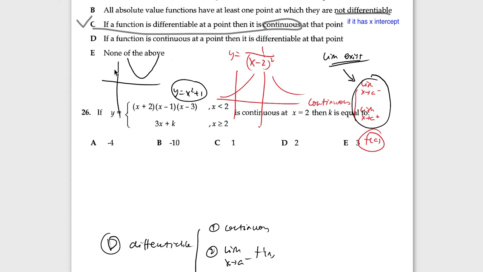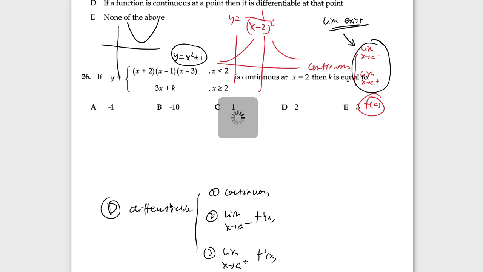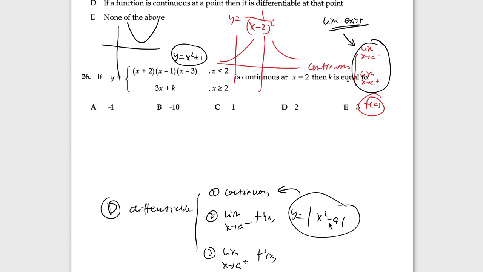So D is not true. For example, the absolute value of x squared minus 4 that we talked about before is perfectly continuous, but it's not differentiable, because at x equals 2 and x equals minus 2, the derivatives from the left and right are not the same.